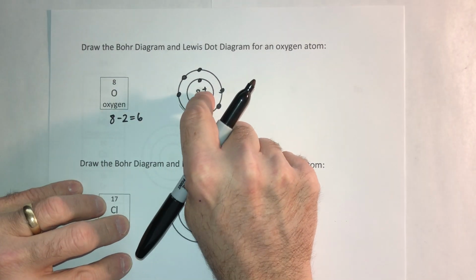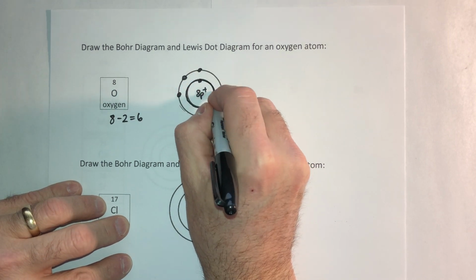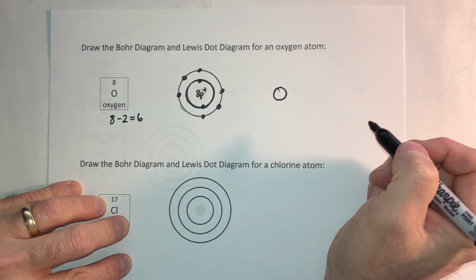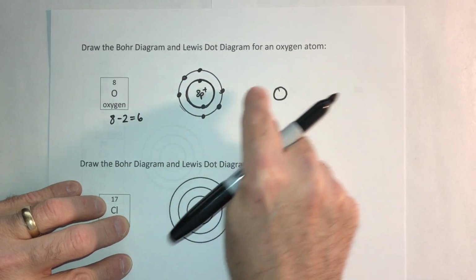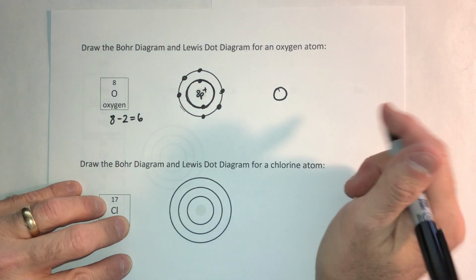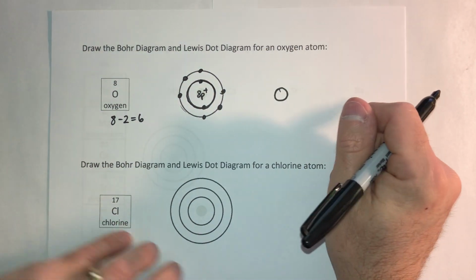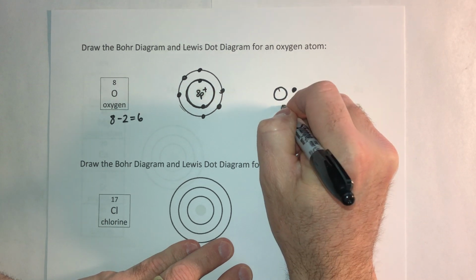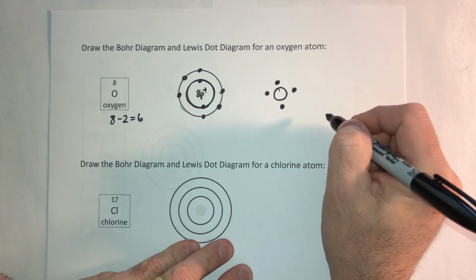So we're going to represent the nucleus and this first filled orbital just by the symbol, O for oxygen. Now, I do have to put the valence electrons, the outermost electrons, around it. And like I said before, you're allowed to put 2 per side, and you don't pair them up unless you have to. So 1, 2, 3, 4.